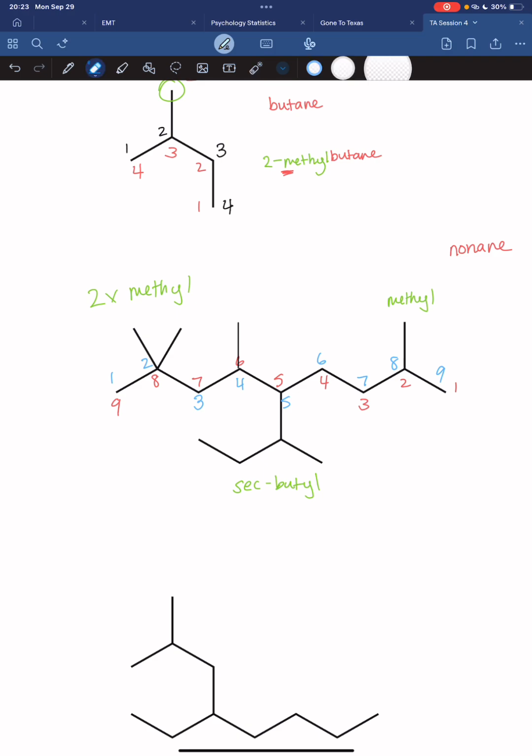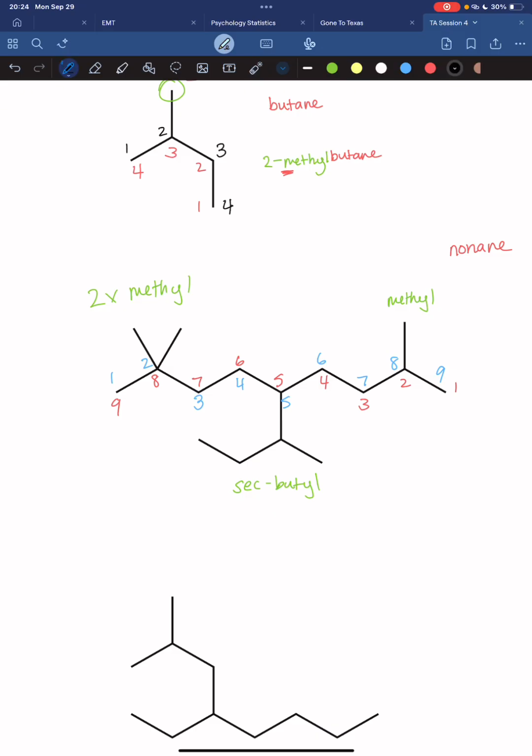But now you're saying, well, we don't have that, right? Both ways that I go end up at carbon 5. So in this case, the thing that breaks the tie is the fact that there are 2 methyls here. The fact that there are 2 methyls here says that we're going to go from this side. So we're going to take the blue path.